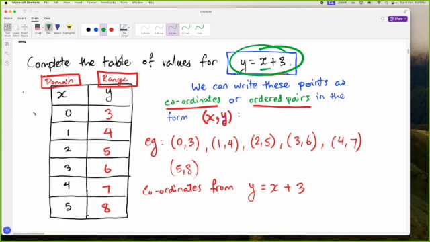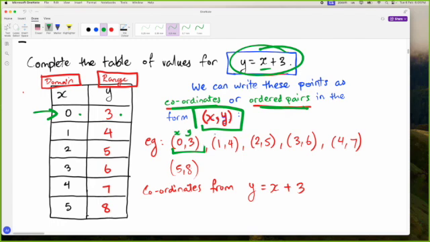And with these, what we call ordered pairs, I could write these ordered pairs as coordinates using this system of a bracket x comma y bracket. So I just write the 0 and the 3 as a coordinate. You have the x first and then the y. Please get that right.